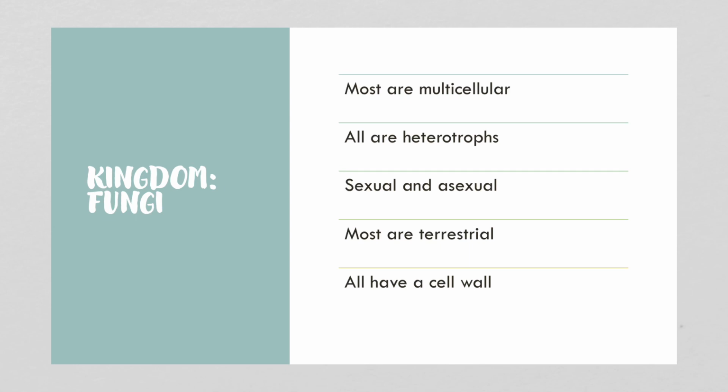The next kingdom is the kingdom fungi. Most of them are multicellular. All of them are heterotrophs. They can't make their own food. They reproduce sexually and asexually. Most of them are terrestrial, and all of them have a cell wall.